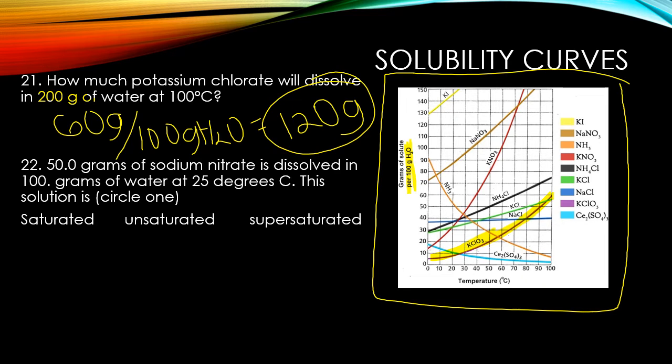22. 50 grams of sodium nitrate is dissolved in 100 grams of water at 25 degrees Celsius. The solution is, so we're looking for sodium nitrate. Sodium nitrate is this one up here, and at 25 degrees, it can dissolve about 94 grams. Well, we're dissolving 50 grams. 50 grams is way down here. It can dissolve more, so the solution is unsaturated.